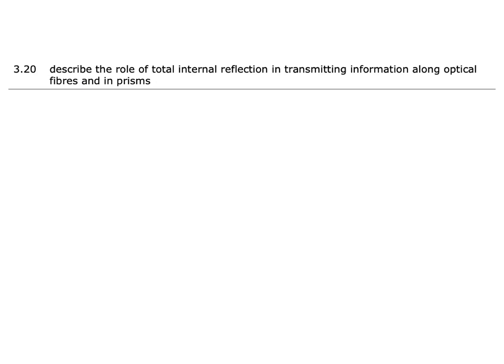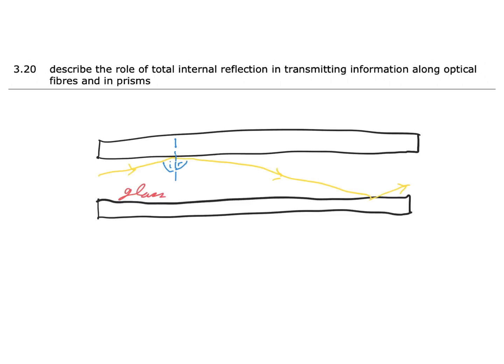And our final spec point is 3.20, to describe the role of total internal reflection in transmitting information along optical fibres and in prisms. Now below I have drawn a rough sketch of what light going through an optical fibre looks like. So an optical fibre has an outside cladding and a glass core. The light goes through inside the glass core, and it totally internally reflects at the boundaries so that the light can transfer really, really fast at the speed of light, 3 times 10 to the 8 meters per second, through the core.